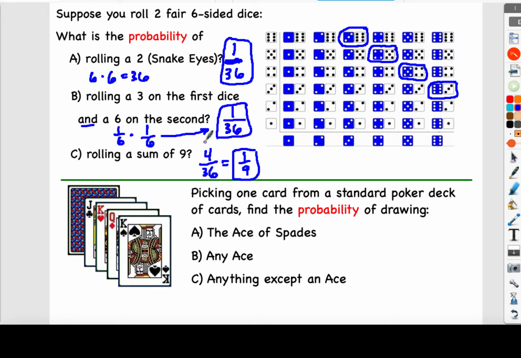Again, how many ways can what you want to have happen be divided by all of the ways that anything could happen, right? The entire sample space is probability.